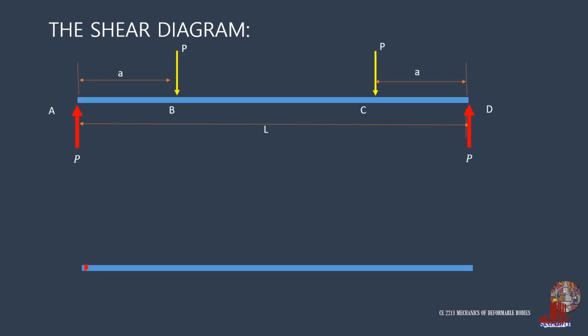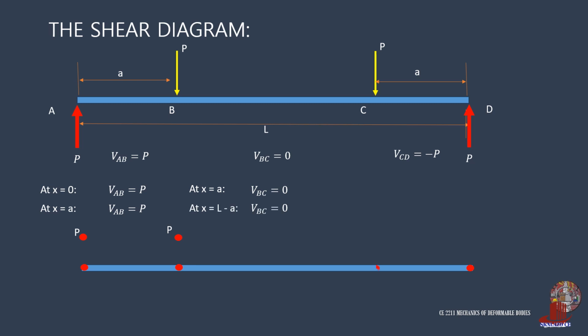Then we are ready to draw the shear diagram. Using the beam's FBD, place the equation on each span and substitute values of X. First is at X equal to 0. The shear of AB is P. And at X equal to A, VAB is still P. Moving to the next span. If X is length A, V sub BC is 0. And it is also 0 when X is equal to L minus A.